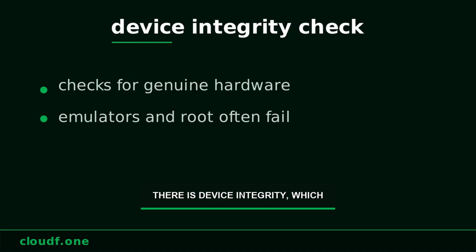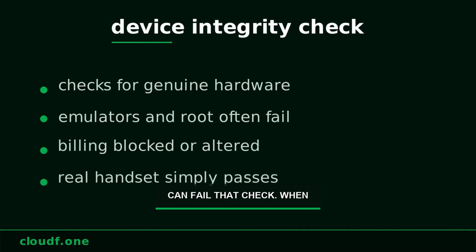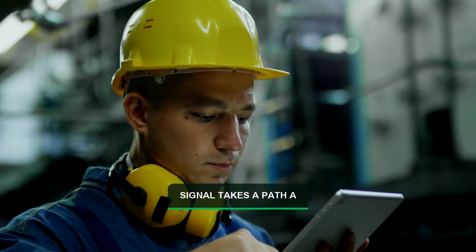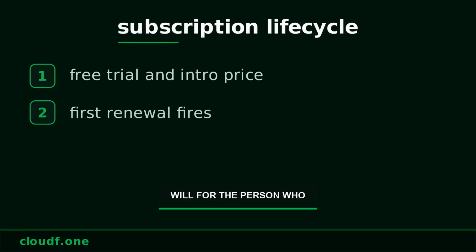Then there is device integrity, which sits underneath the whole purchase. Google Play services check whether they are running on genuine, uncompromised hardware, and an emulator or a rooted phone can fail that check. When it fails, billing can behave differently or refuse outright, and any part of your app that gates a feature behind an integrity signal takes a path a real customer never takes. A real Samsung handset passes because there is nothing to pass. It simply is a genuine certified device, so the purchase runs the same way it will for the person who actually pays you.